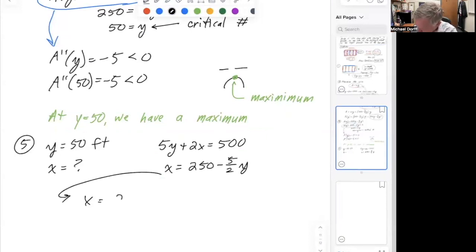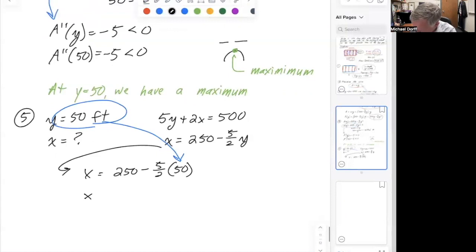All right, so we're going to use that to find x. So x is going to equal 250 minus 5/2, and now we'll put in the y value. The y value was 50, coming from here, and we're substituting that in there. And that gives us then that x is 250 minus, when I multiply 5 times 50 and divide by 2, I'm going to get 125. So x is going to equal 125 feet right here.